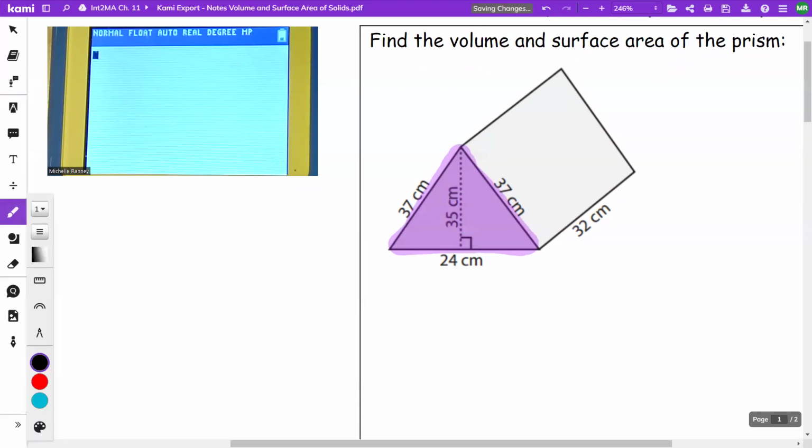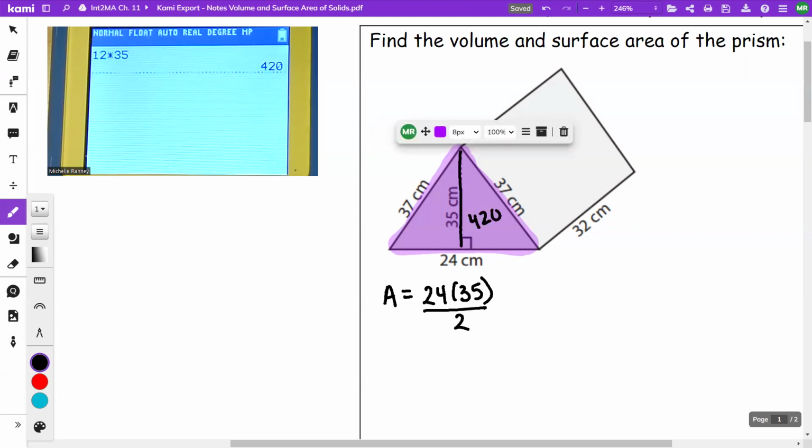When I find the area of that base, they are being nice. They gave us the perpendicular height of 35, and we have the base. So to find the area of the triangle, I'm going to take my base 24 times my height 35 and divide by 2. So basically 12 times 35. This is going to be 420 centimeters squared.